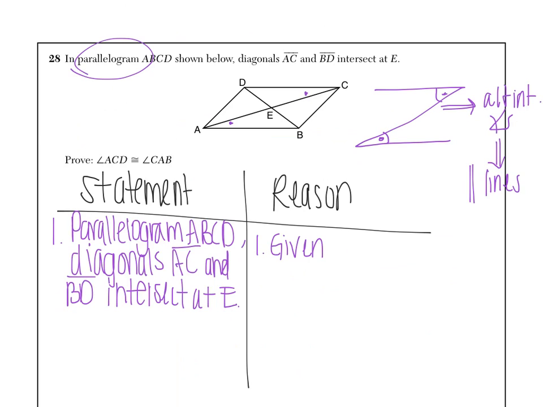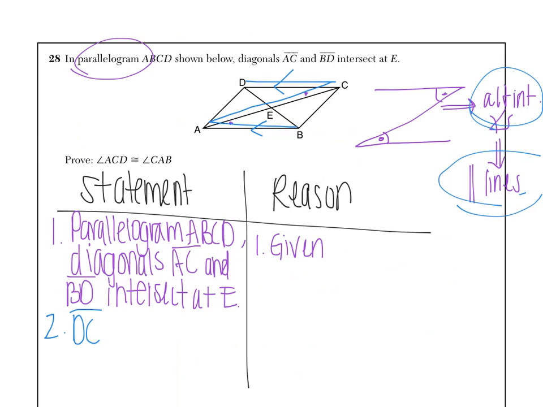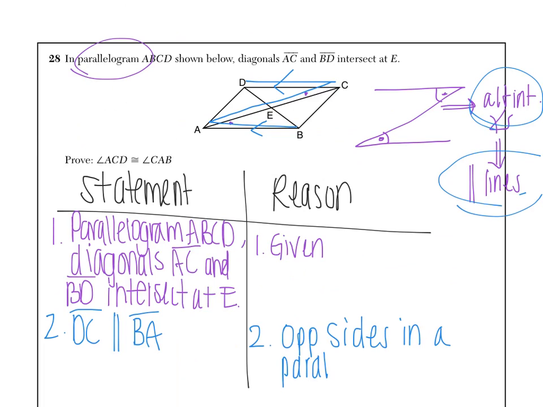Given. Okay, so now number 2, because we need to talk about parallel lines in order to get alternate interior angles that are congruent, we need to state the lines that are parallel. So because I'm looking at a Z that encompasses DC and AB, I want to state that DC is parallel to BA. And the reason for that is because opposite sides in a parallelogram are parallel.